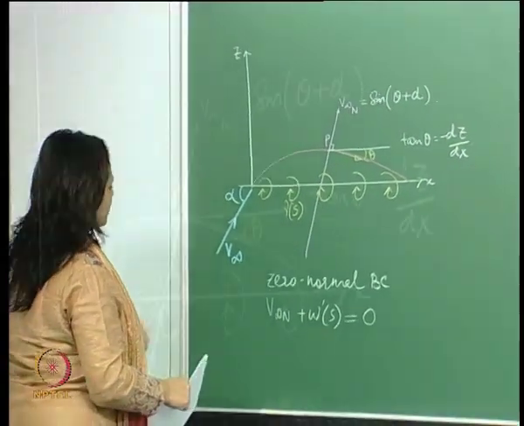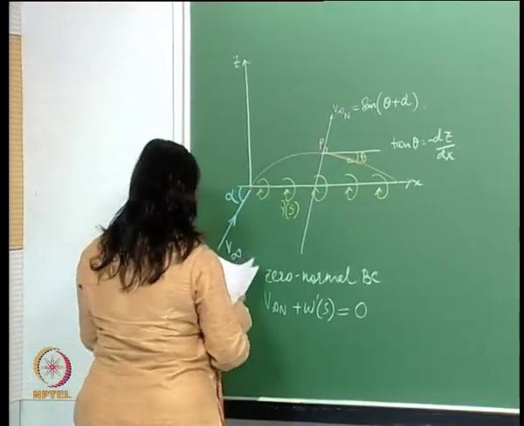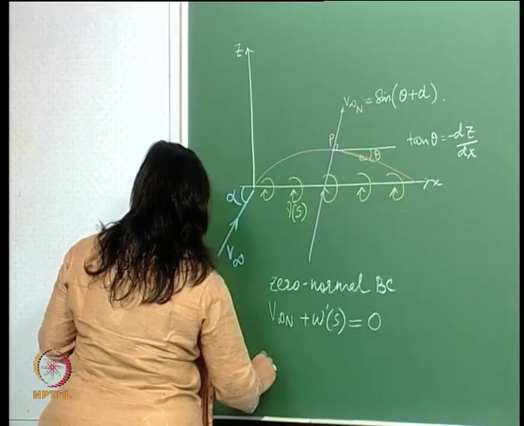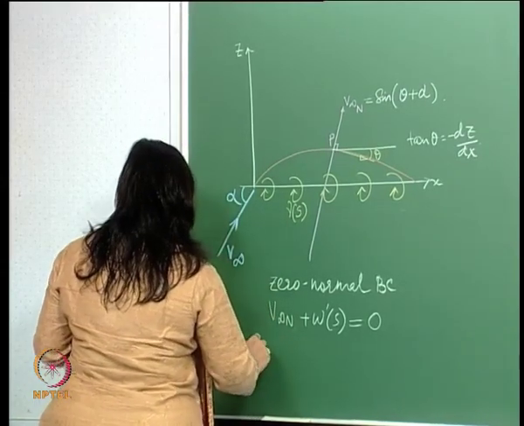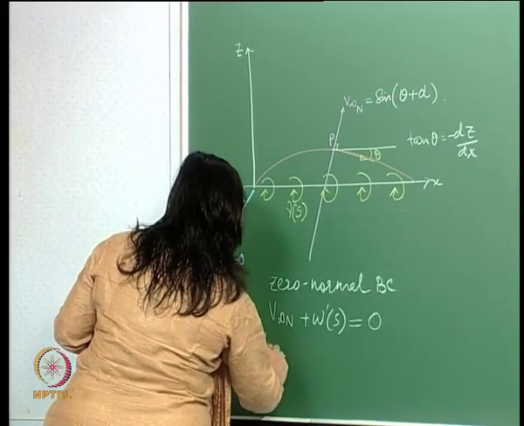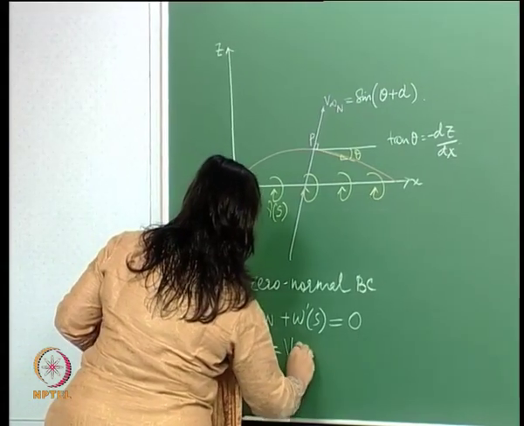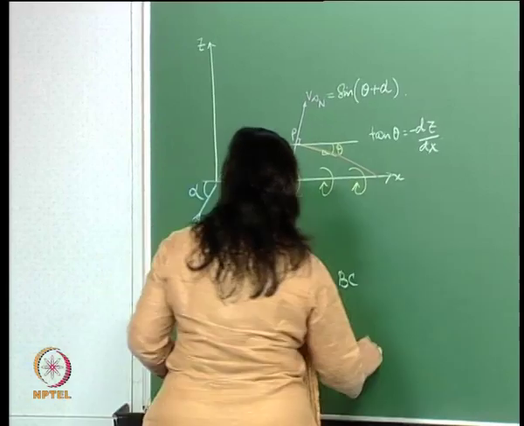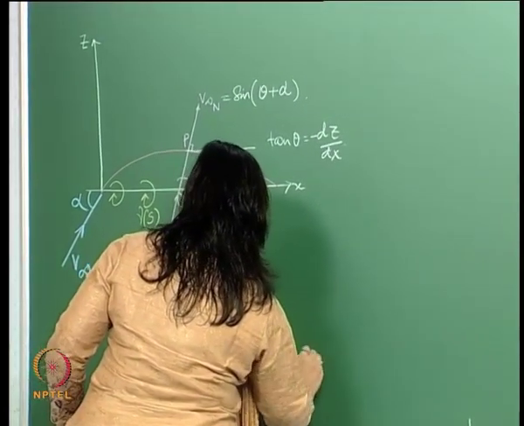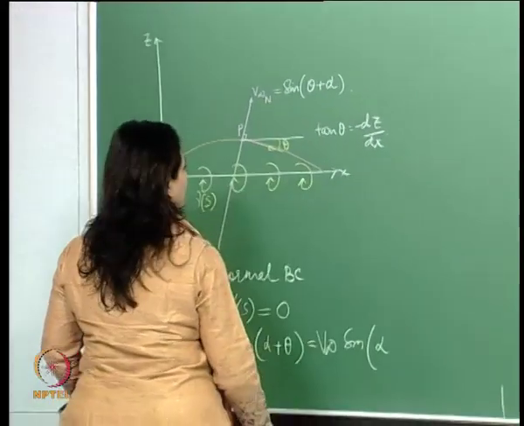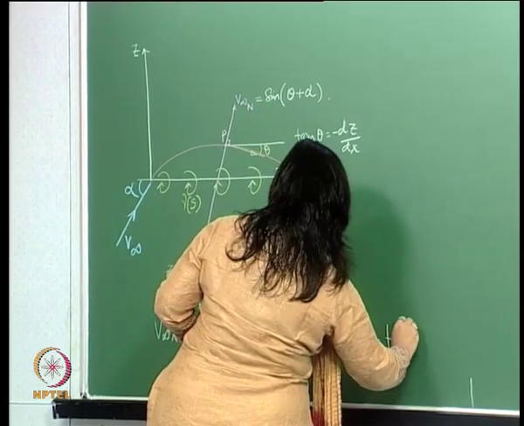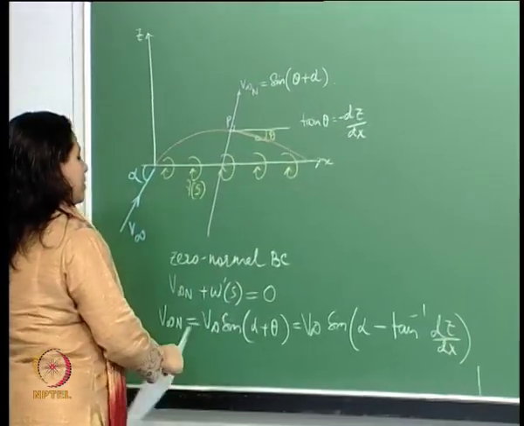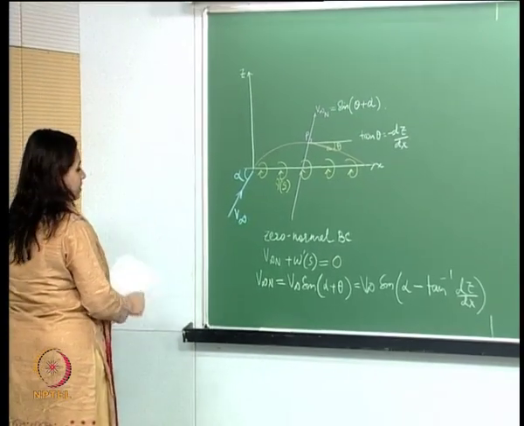If you look from here, and if you look at this, then when I write this, what I get is V infinity, now V this, and therefore I can also write this as theta. So this is what we get out here.